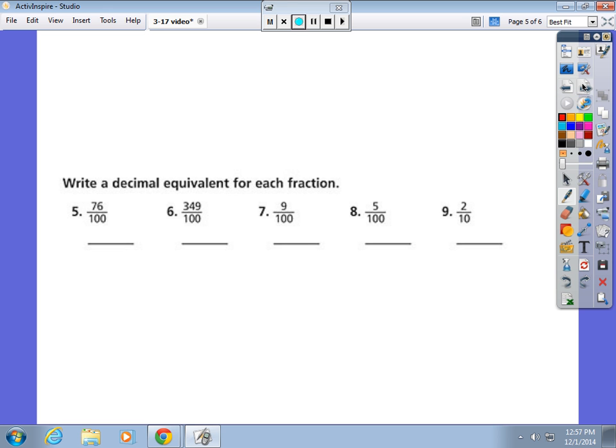Remember, hundredths. So 76 hundredths, 0.76. My 7 is in my tenths. My 6 is in my hundredths, so 76 hundredths. Next, 9 hundredths. Well, 0.9 is 9 tenths, so I need to have a placeholder with 0, 0, and 9 hundredths. So I'll let you continue the other 3 on your own.